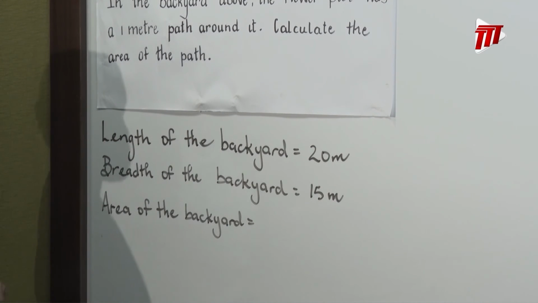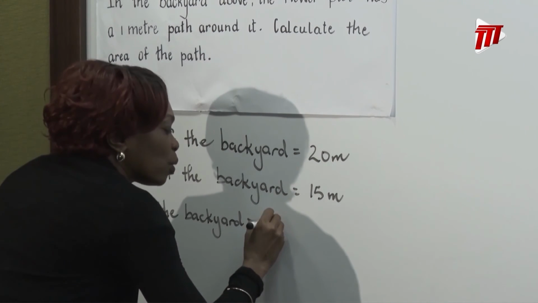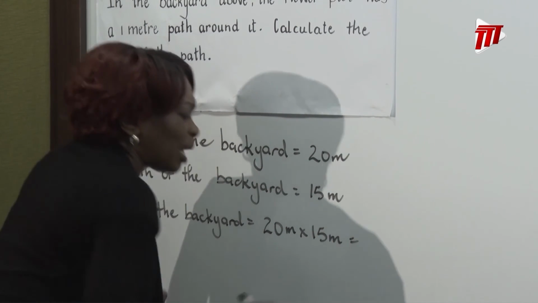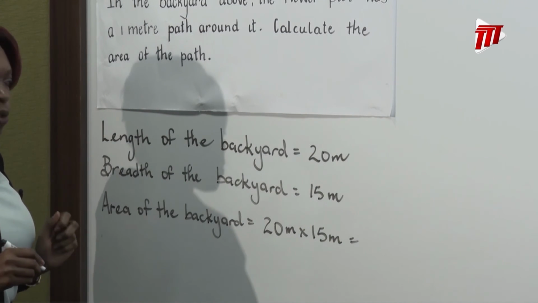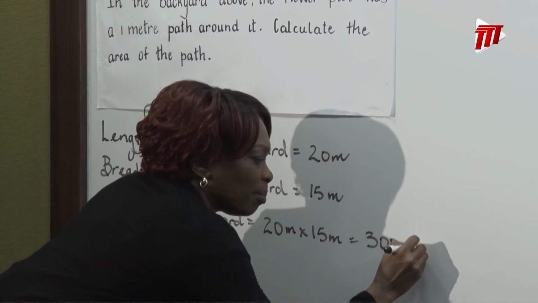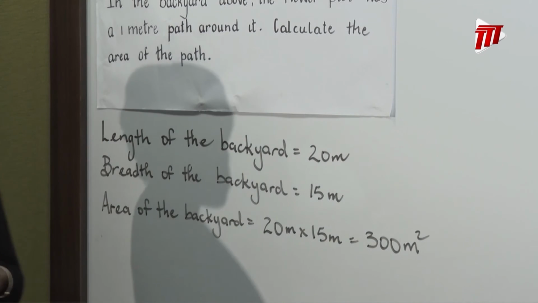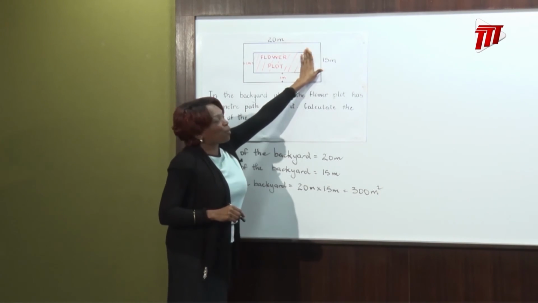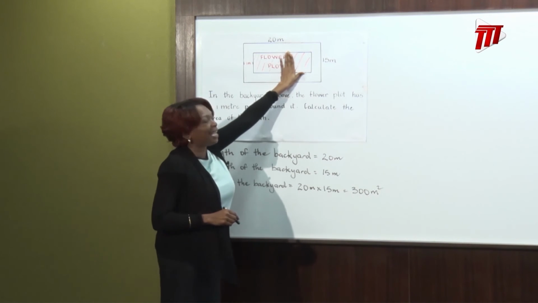What shape is the backyard? Rectangle. So the area would be length multiplied by breadth. Wonderful. So you're going to say 20 meters multiplied by 15 meters. Can we do that mentally? Yes, we can do that mentally. So we'll get 300 meters squared. Are you with me? Wonderful. So we have found the area of the entire backyard.